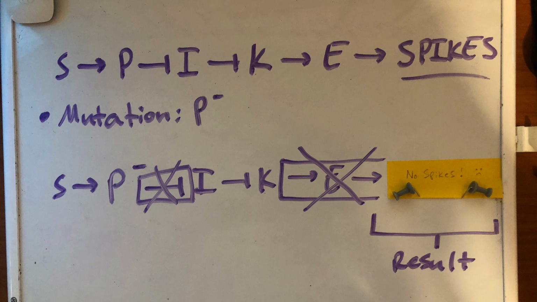Secondly, here we have a mutated strain of DNA, so we have a P- mutation where the P is no longer functional. So in this situation, S will allow the promotion of P, but since P is no longer functional, it cannot inhibit I, and so I is allowed to inhibit K, which will no longer promote E, and E will no longer promote the formation of spikes. So in this case, no spikes will be formed in the skin cells of the thorny dragons.